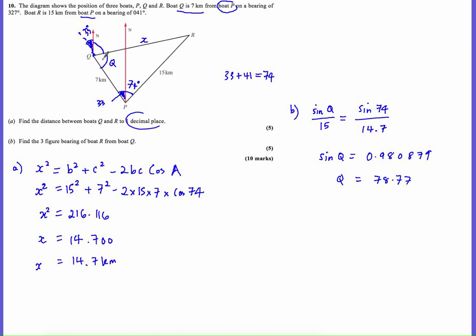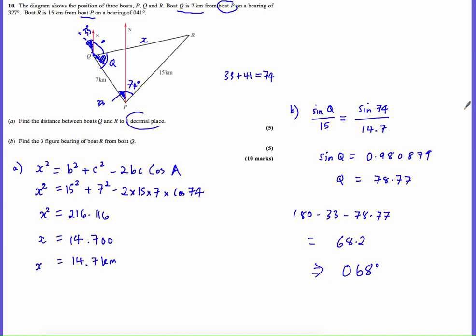So that's this bit in here. That's that bit there. So to find that bearing, to find this angle here, I need to do 180 minus the 33, because that's the other angle on the straight line, minus the 78. And that will give me my angle, 68.2, which it says give a 3-figure bearing, 068 degrees.